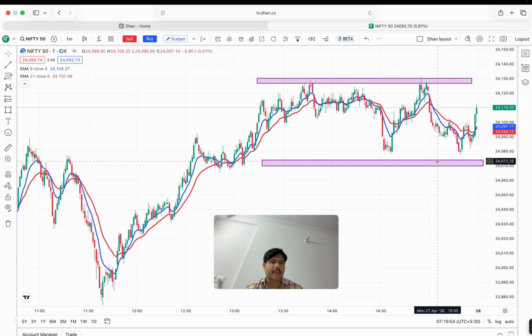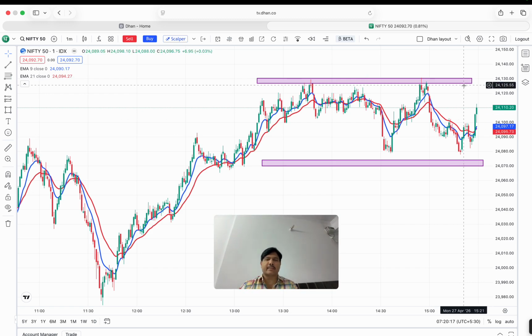In the similar manner, the same thing happens here also. Support below, if any red candle is formed, most of the retailers will go for a put trade. But these operators will try to make a big green candle into the support line, and automatically they'll push that candle towards the resistance. At that time, those who have taken the put trade will all be in the trap.